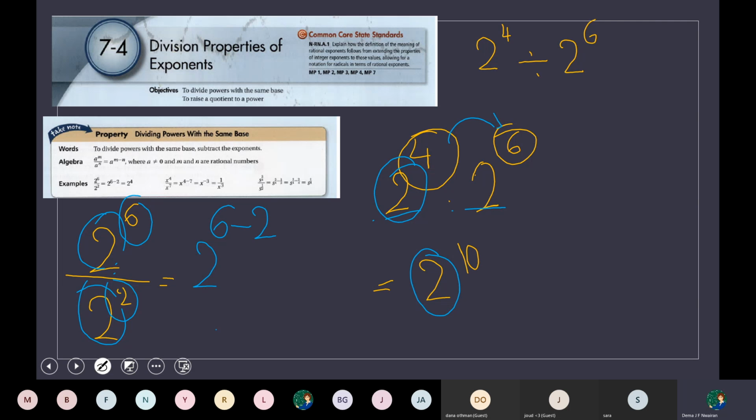In multiplying, I add them, but in division, I subtract them. And the answer will be 2. 6 minus 2 is what? Is 4. And the answer now is 2 raised to 4.